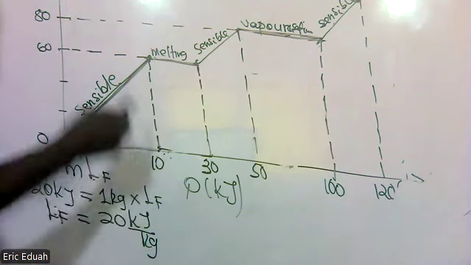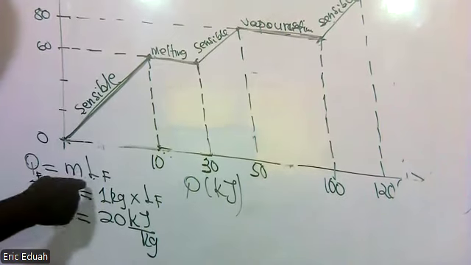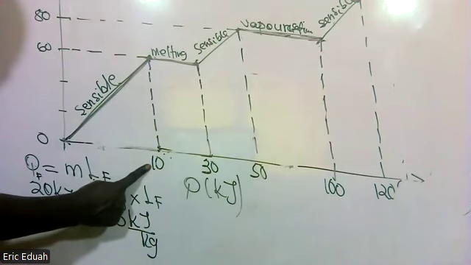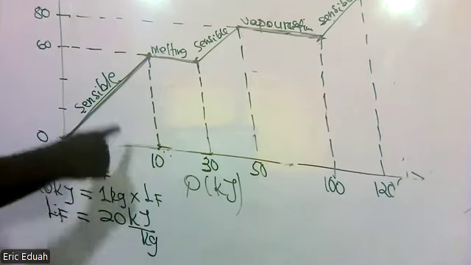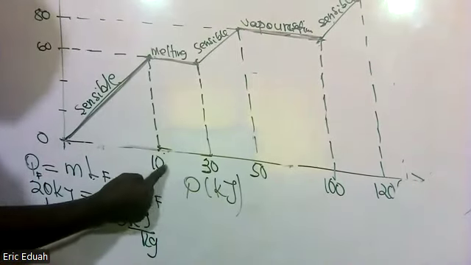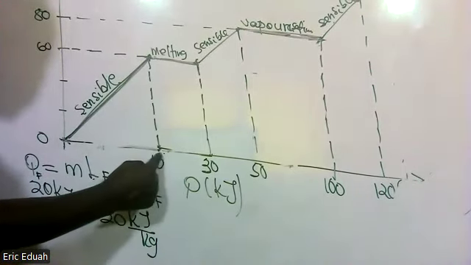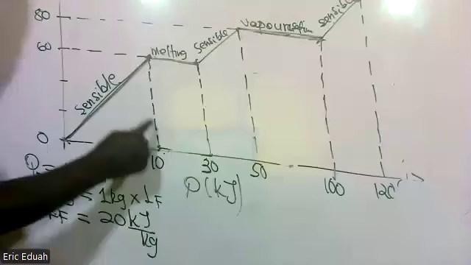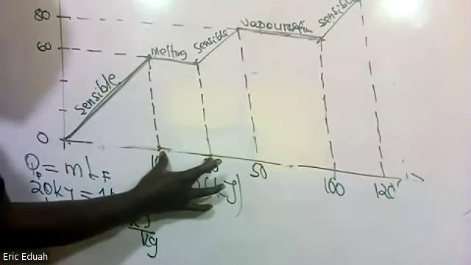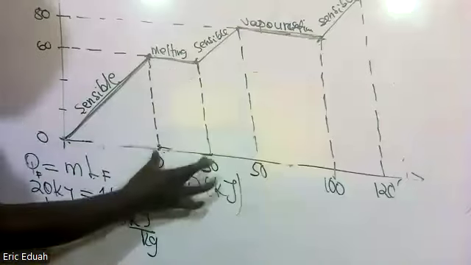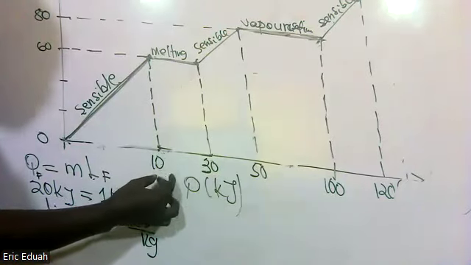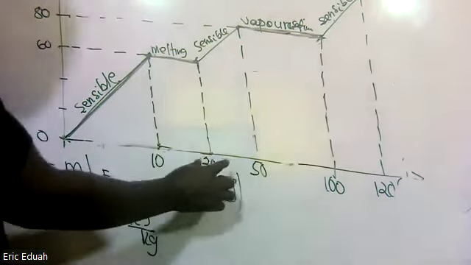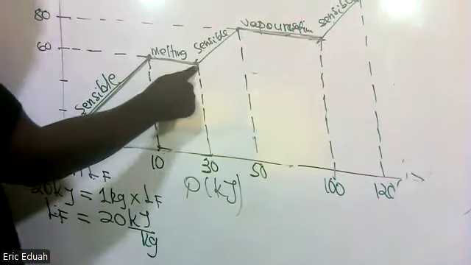So from the graph, the heat energy used to raise the temperature of the substance from 0 to 60 is 10 kilojoules. Okay, 10 kilojoules. Then the quantity of heat energy that is used to change the state of the substance from solid to liquid, this is it, at constant temperature. This is 20 kilojoules. 30 minus 10, 20. So at this point, we have everything changed to liquid.